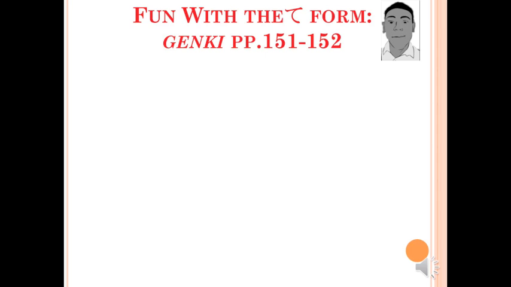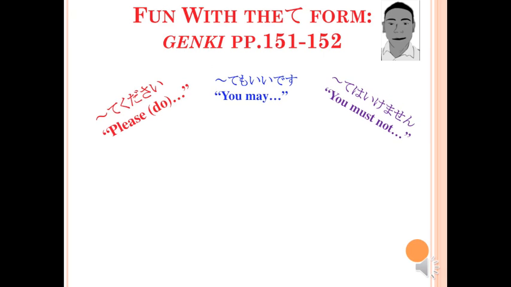This lecture covers the second, third, and fourth grammar points of Chapter 6 of Genki. In our previous lesson, we discussed te form conjugation. Although mastering the te form requires a serious investment, I think you will see that the investment pays dividends. Throughout your Japanese studies, you will encounter a variety of grammatical structures that are based on the te form. For this lesson, we will discuss three such structures: te kudasai, te mo ii desu, and te wa ikemasen.